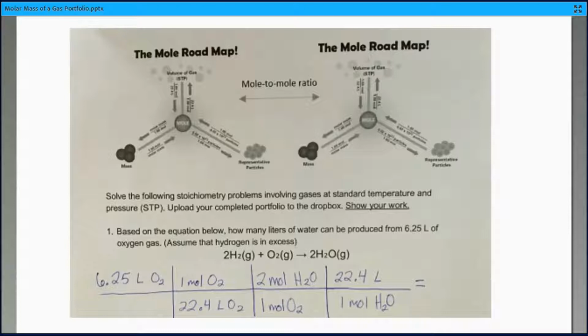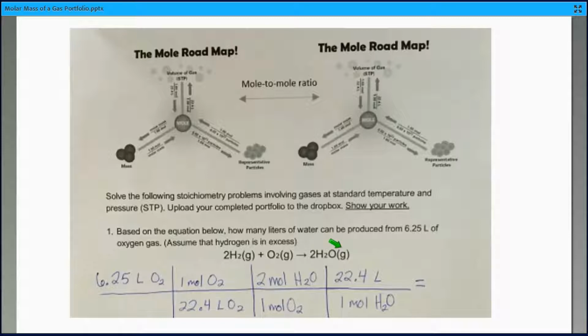The first question here says, based on the equation below, how many liters of water can be produced from 6.25 liters of oxygen gas? Assume that hydrogen is in excess. What this is saying is that out of your two reactants, you're going to have more than enough hydrogen gas. The limiting reagent, the thing that's going to be used up, is oxygen gas. So the question wants to know what volume of water can be produced.